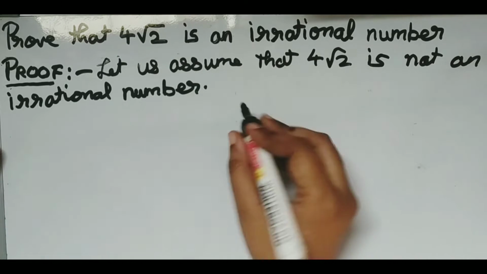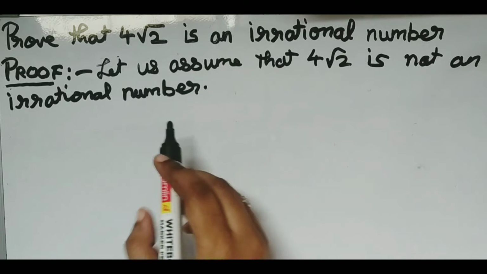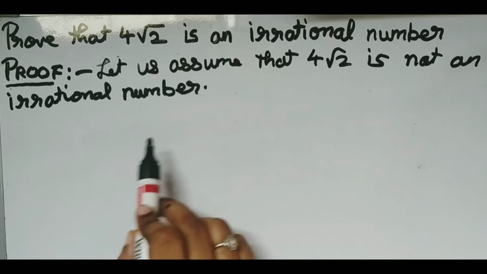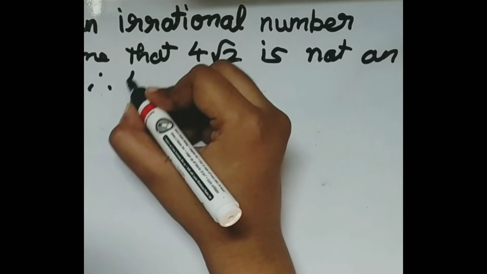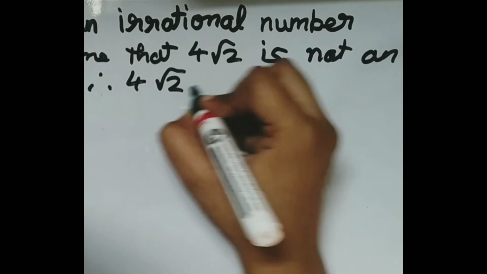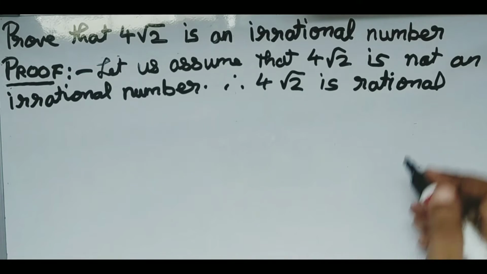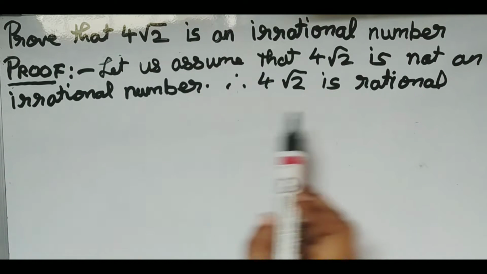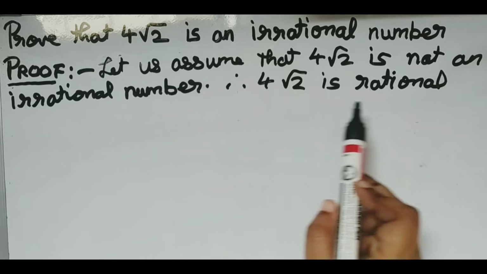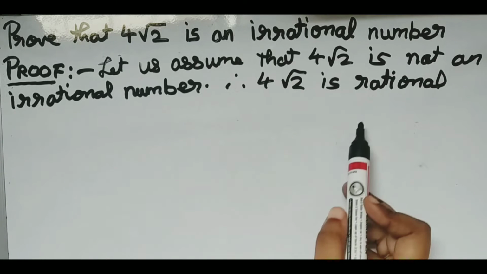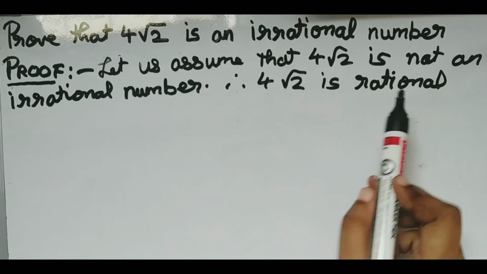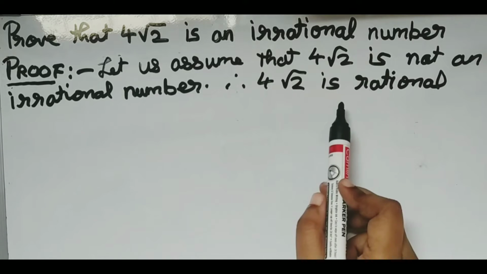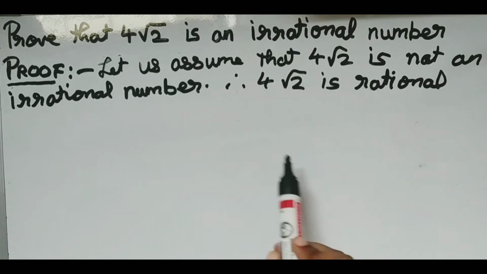If it is not irrational, it means what? Any number which is not irrational will be rational, right? Therefore 4 root 2 is rational. Now the next step: this is rational, that means any rational number we can write in the form of P by Q form, right?